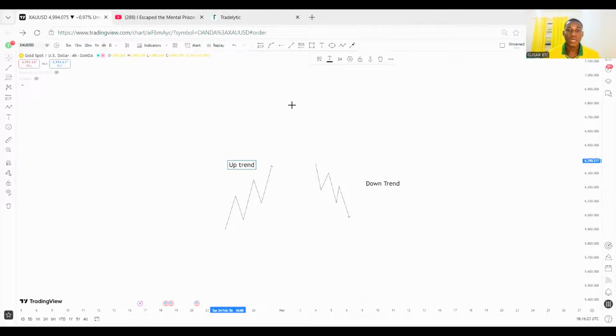So uptrends are when we keep seeing higher highs and higher lows building in the markets, right? Once we keep seeing higher highs and higher lows in the market, it's telling us that price is trying to go upwards. That's why it's known as an uptrend. But when we start seeing lower lows and lower highs in the market, it's simply telling us that price is trying to go down. And in a little bit, I'm going to give you guys a clear, detailed explanation so you can see in real time what an uptrend is and what a downtrend is.